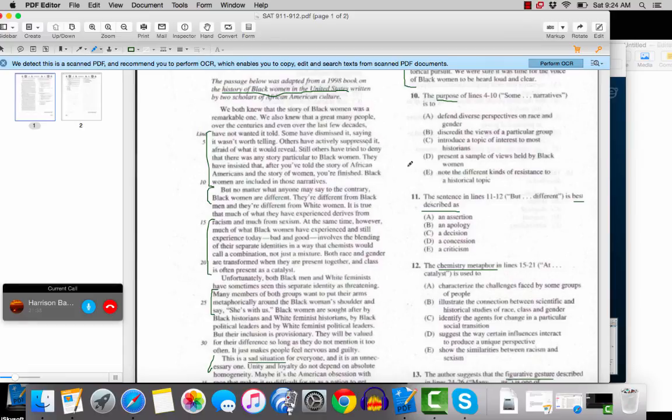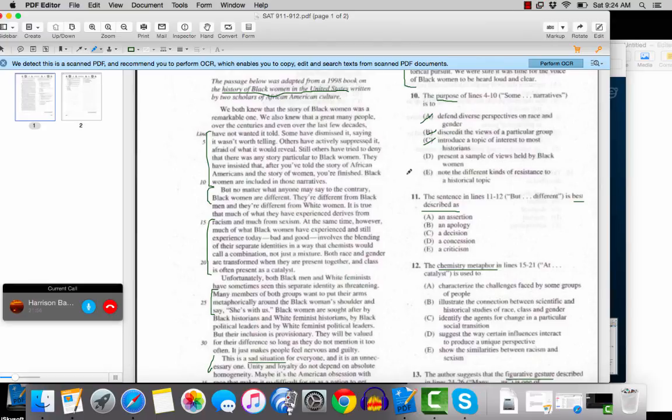I would say, if I was looking big, it's between C, D, and E, and then I narrow it down to D and E. Okay, cool. So you've crossed off A, B, and C, and you're between D and E. So it's either presenting a sample of views held by black women or noting the different kinds of resistance to a historical topic.